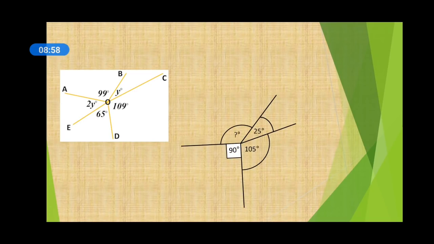Now look at the second figure also. In the same way here, they are completing a circle. So all these angles, their sum would be 360. You'll write an equation to get the value of the unknown variable. So they are called angles at a point.